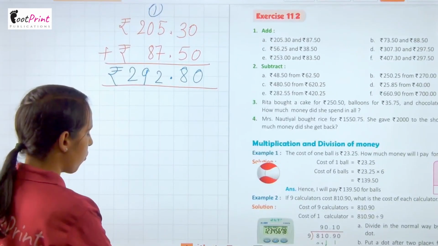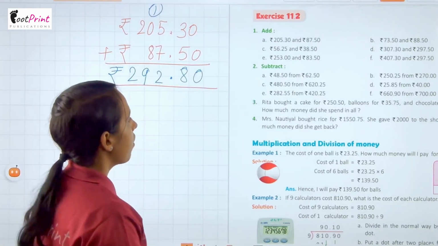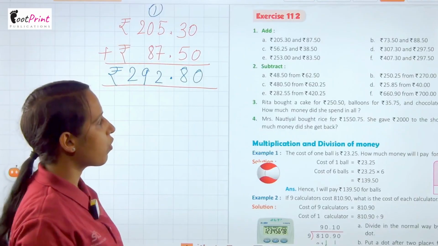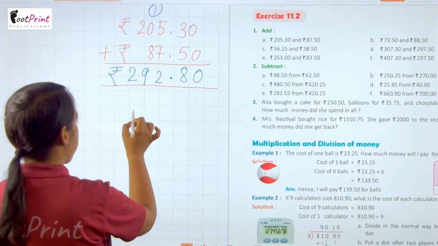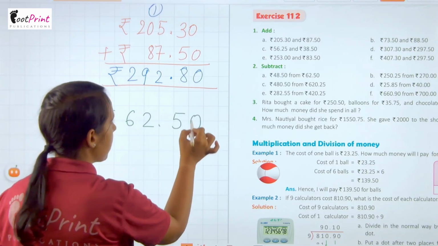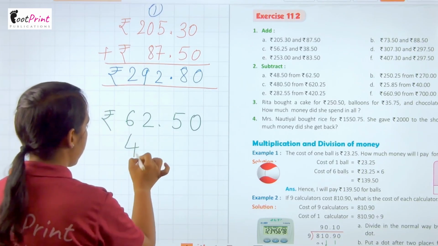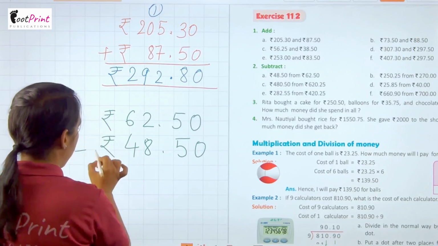Okay, now we are moving to the next question. In the next question we have to subtract 48.50 rupees from 62.50 rupees. So here we write first 62.50 rupees minus 48.50 rupees.